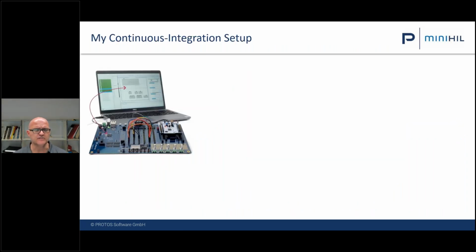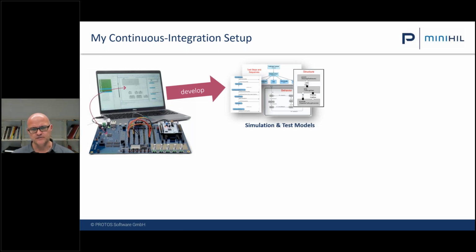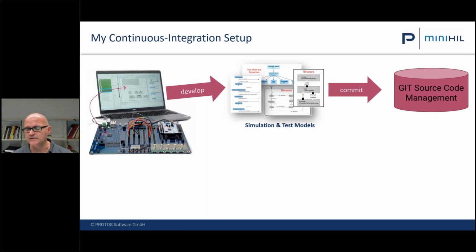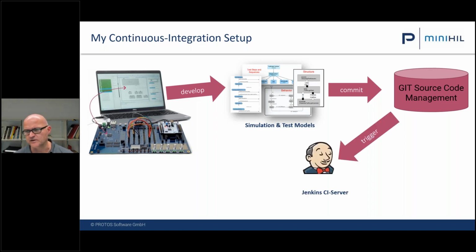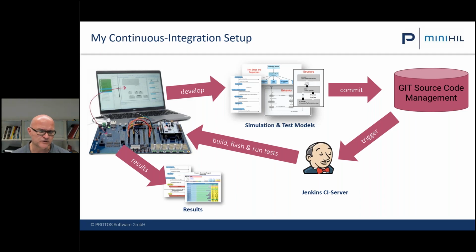So my continuous integration setup here on my desktop is, I have a laptop here, I have the mini-hill attached to it, I have the development environment of the mini-hill on my laptop, and I commit the tests to the Git source code management. This triggers the Jenkins continuous integration server, which builds and flashes and runs the tests on the mini-hill, and we generate the results.